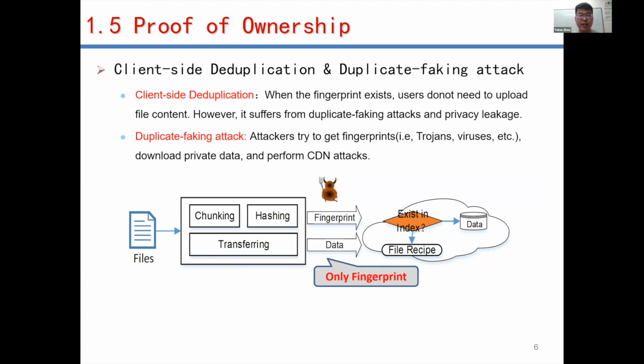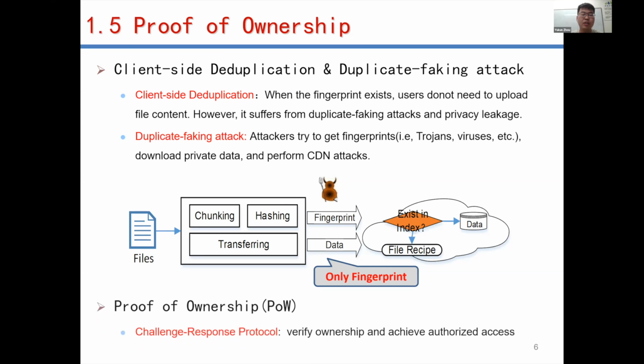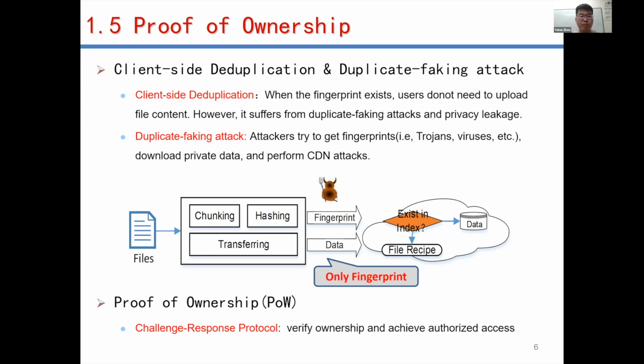What is duplicate phishing attack? Attackers try to get the fingerprint with some method, and then try to download the private data belonging to other users and perform CDN attacks. Researchers propose proof of ownership to solve this problem. It is a challenge and response protocol, which can verify the ownership and achieve authorized access.